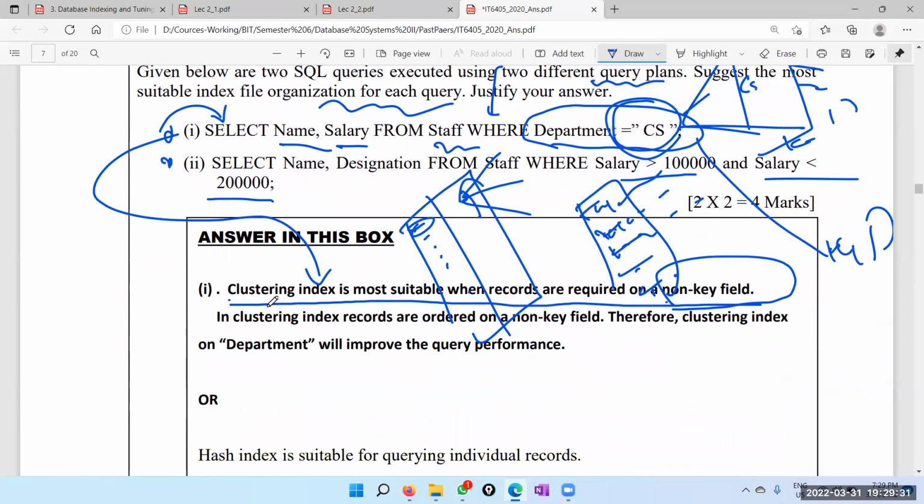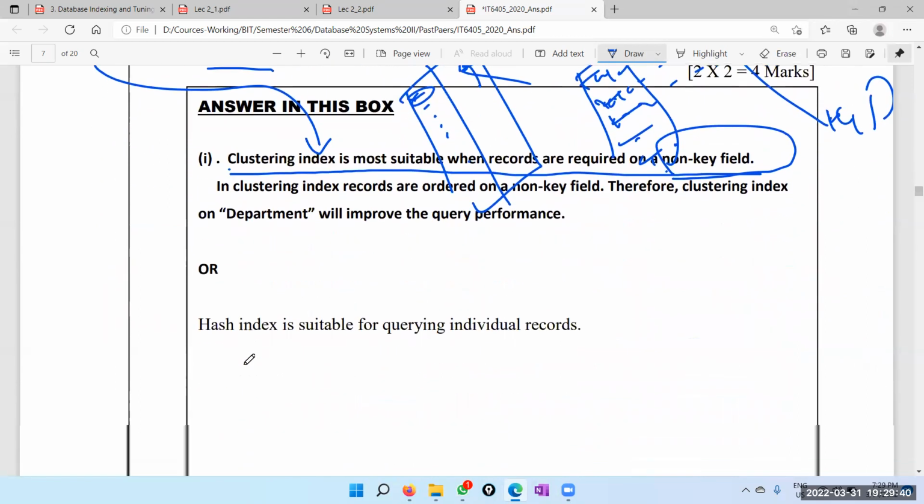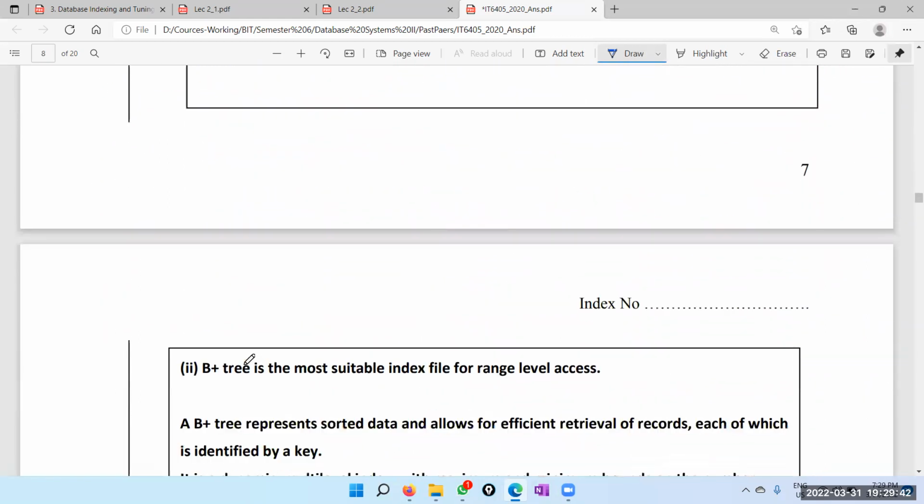Here you can see they have given an alternative answer also. We'll have a look at it later. I told you that there can be more. Different people can look at it in different ways. Okay, let's look at the second one.